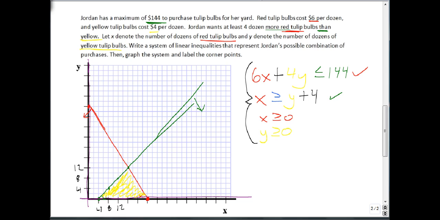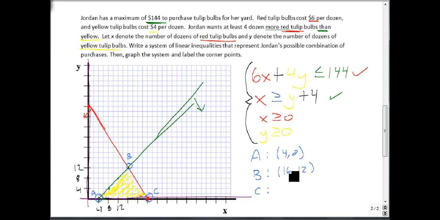Our corner points then are these spots right here. That's 1, 2, 3. This one's A, B, and C, because those are where our lines all meet. A is easy to spot. A is at 4, 0. B is a little bit harder to spot because it's up here, but notice that it looks like it's at 16, 12. And notice it's 4 more reds than yellows, so it makes that one true.